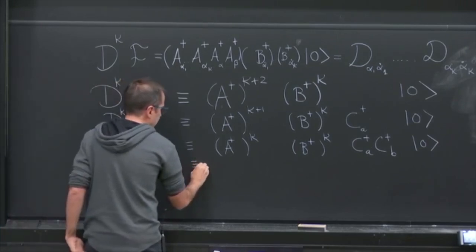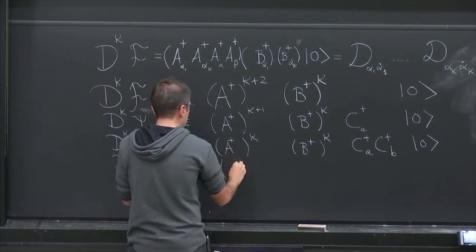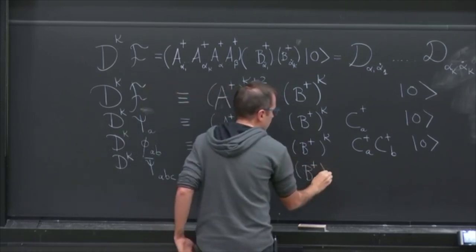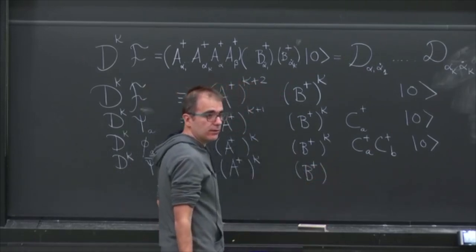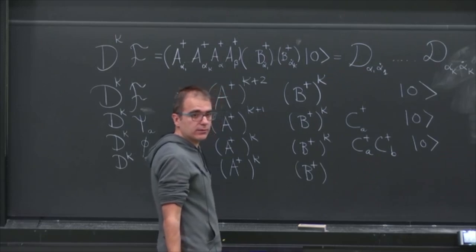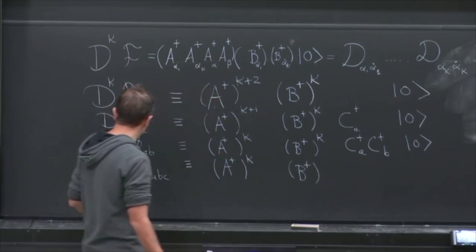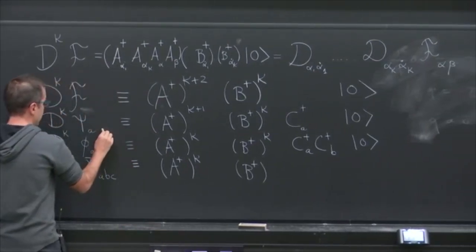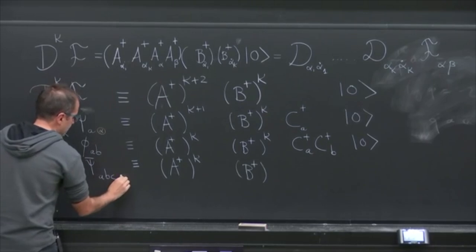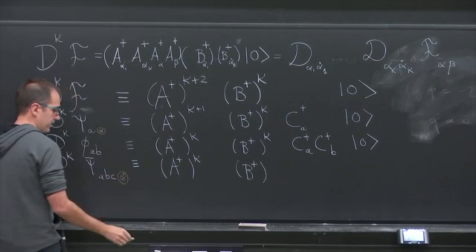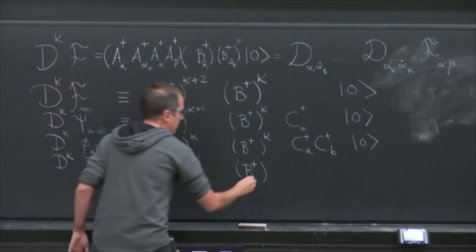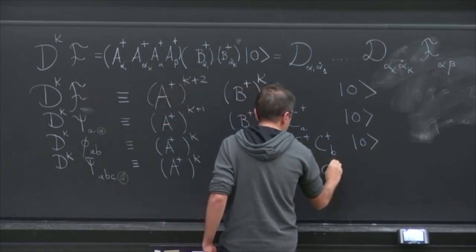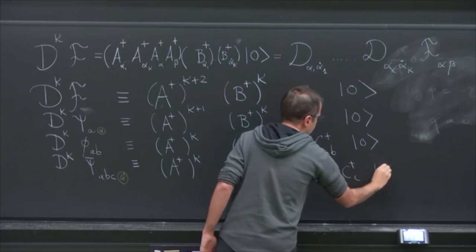And then this, what would I need to do? I would need A dagger to the K. Then I need B dagger to what power? Again, K. No, almost, but don't forget I'm omitting the Lorentz index. Right? Here there is an extra alpha, here there's nothing, and here there is an alpha dot, right? So K plus 1, right? And then C dagger A, C dagger B, C dagger C, acting on the vacuum.